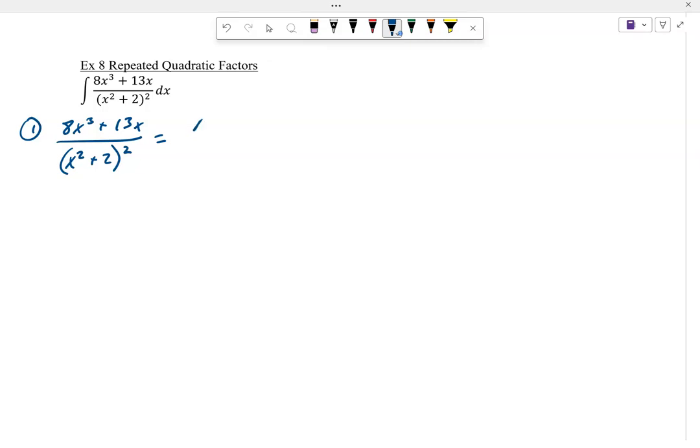So I'm going to set this up as ax plus b as my numerator over the x squared plus 2, but it's a repeated one. So I've got to do a cx plus d over that x squared plus 2 squared. That's how we're going to set this up. Okay, it's a repeated quadratic. Multiply everybody by x squared plus 2 quantity squared.